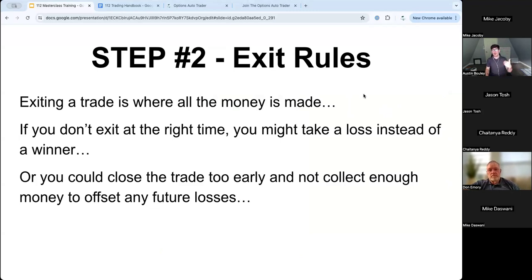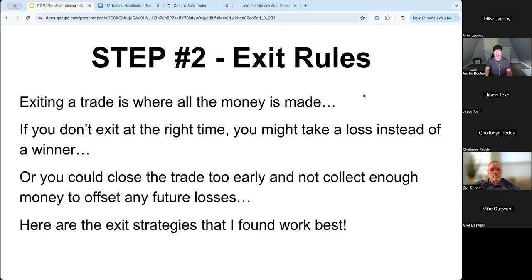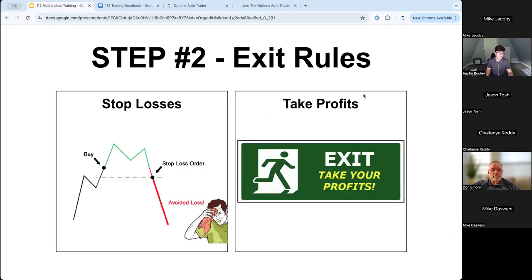future losses. I know when I first started trading, I was like, oh my gosh, I made a profit. And so I would take it, but it was so small that when a loss came, it would offset all my winners because my winners that I was taking were way too small. And so here are the exit strategies that I found worked best based on my time trading 112s and also the data that I have access to.